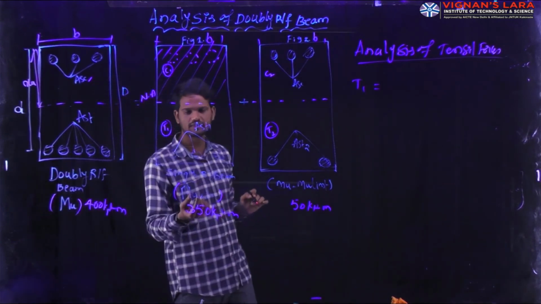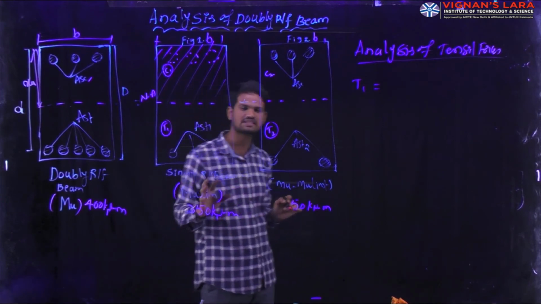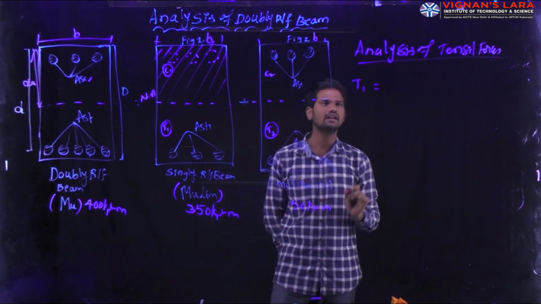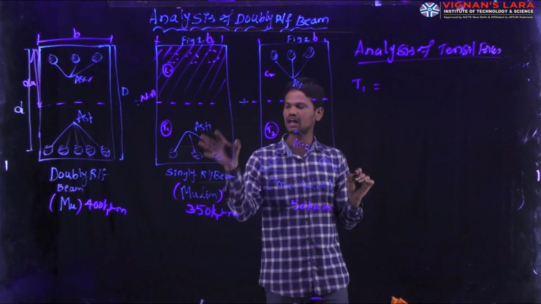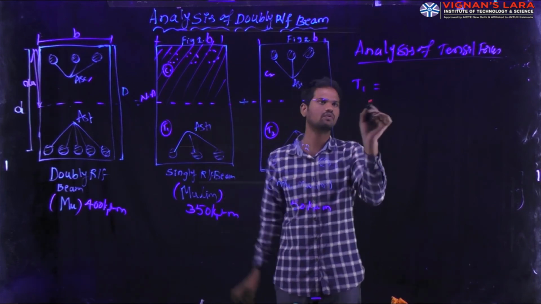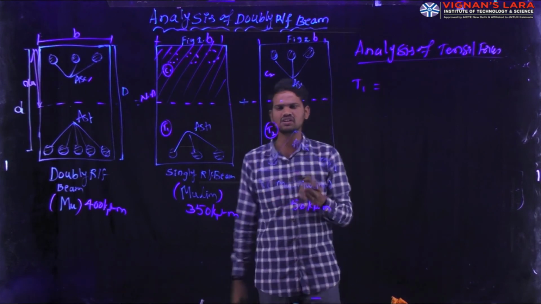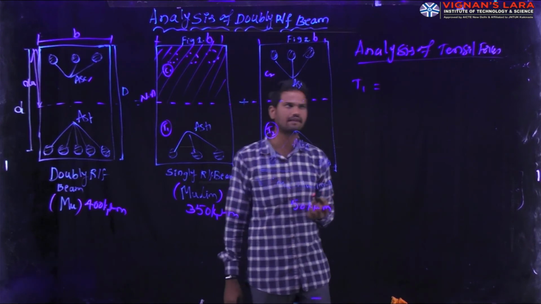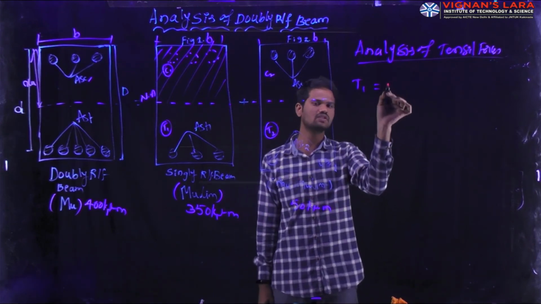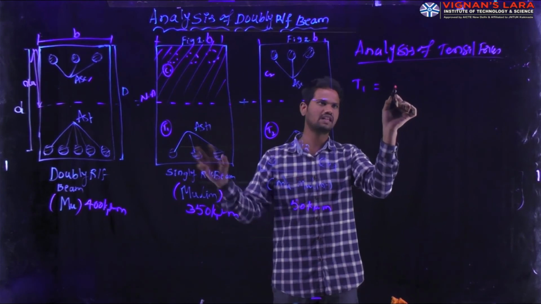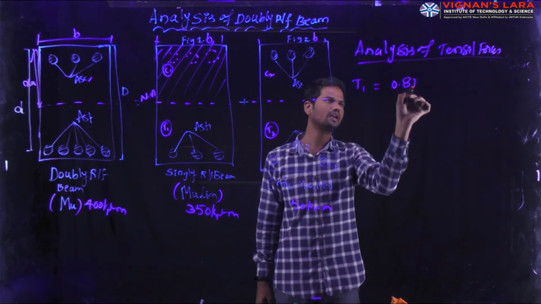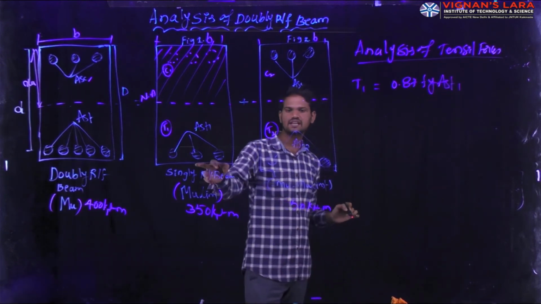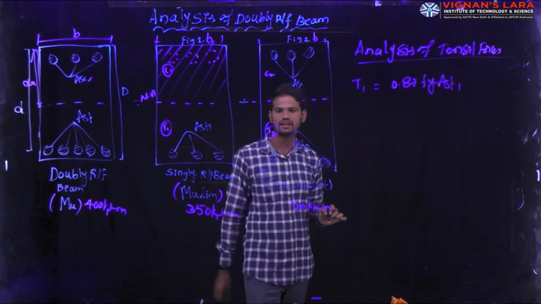For this singly reinforced beam, how much tensile force is acting, we have already calculated in the analysis and design procedure of the singly reinforced beam. Again, the total tensile force acting on the singly reinforced beam, T1, equals, force equals stress into area. The stress acting on the steel, we know this value as 0.87 Fy. That means the tensile force acting on the singly reinforced balanced section, T1 = 0.87 Fy Ast1. This is the tensile force acting for the singly reinforced beam.